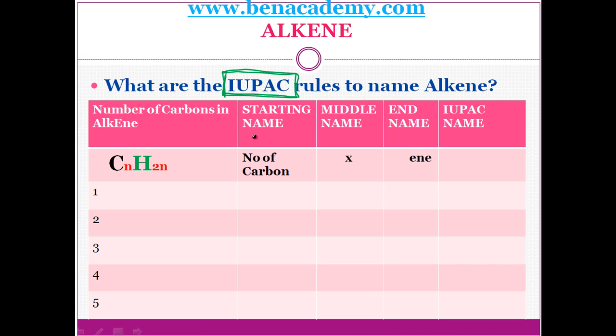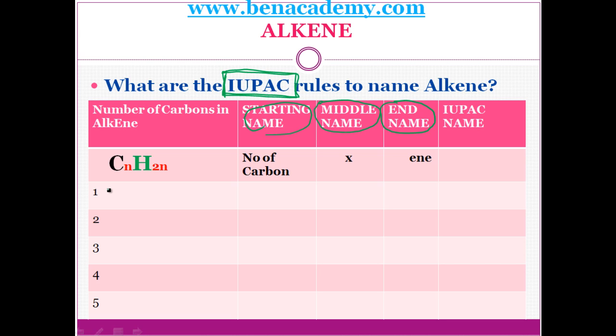What are the rules to name an alkene compound according to IUPAC rules? Here, it is divided into 3 parts. We have to find out the starting name first of all, second the middle name, and the last thing the end name. Then to get the IUPAC name, we have to combine the starting name, middle name and the end name.